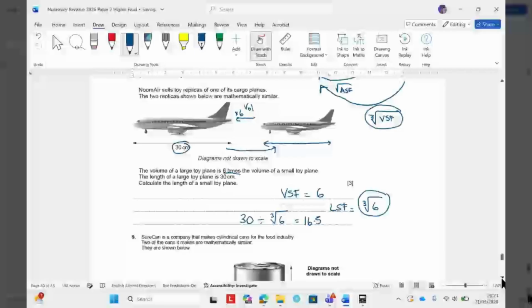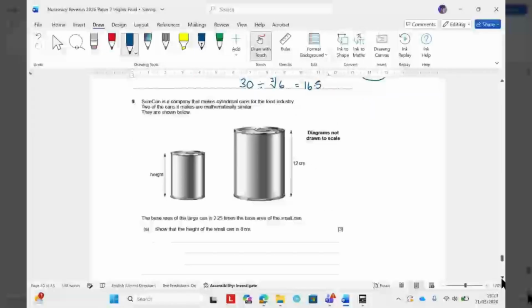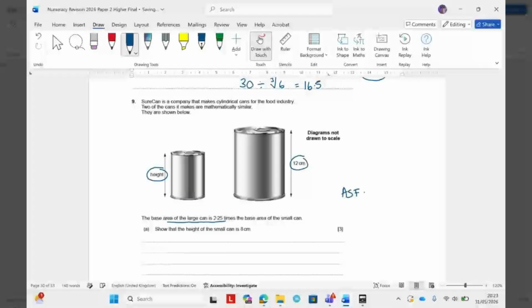Let's again play a game of what do we know, what do we need, right? Looks like we need the length scale factor already, doesn't it? Because we're trying to work out a missing height, and that's a height. So these are lengths. Great. The base area is 2.2. So they've given us what they've given. They haven't had to work it out. They've given us the area scale factor. But again, we want the length scale factor. So this time we're not cube rooting, we're square rooting that.